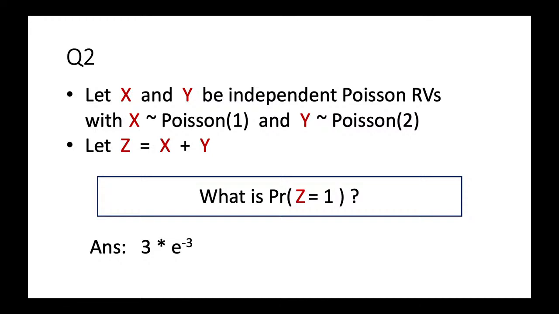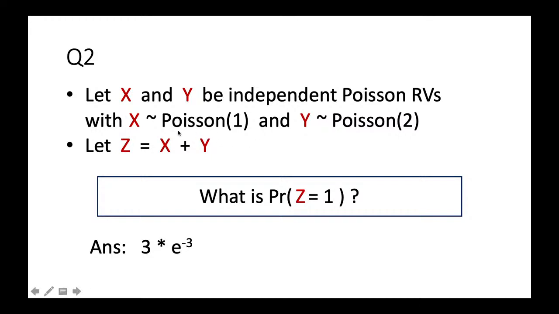For question 2, we have x and y. They are independent Poisson random variables, and x has parameter 1 and y has parameter 2. We let z be x plus y, and we want to find the probability that z is equal to 1.